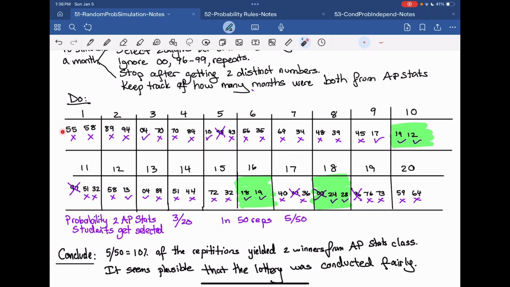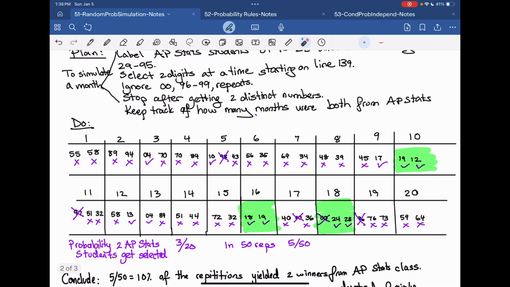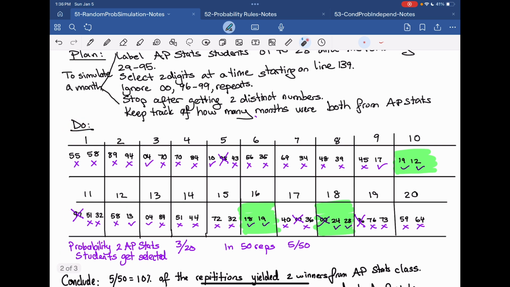So if you look at the first 2 digits, I'm literally carrying it out here. This is my do part. I'm selecting 2 digits at a time. I'm ignoring 00, 96 to 99, and any repeats. And I'm stopping after I get 2 distinct numbers. So I got 2 distinct numbers already. I stop. This is month 1. And I'm not ignoring anything, because they're within range. But neither one of them is an AP Stats student. They're from the non-AP section of the students.